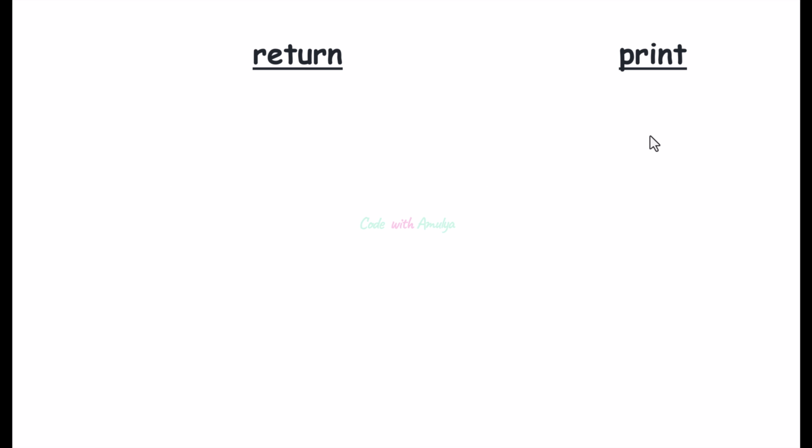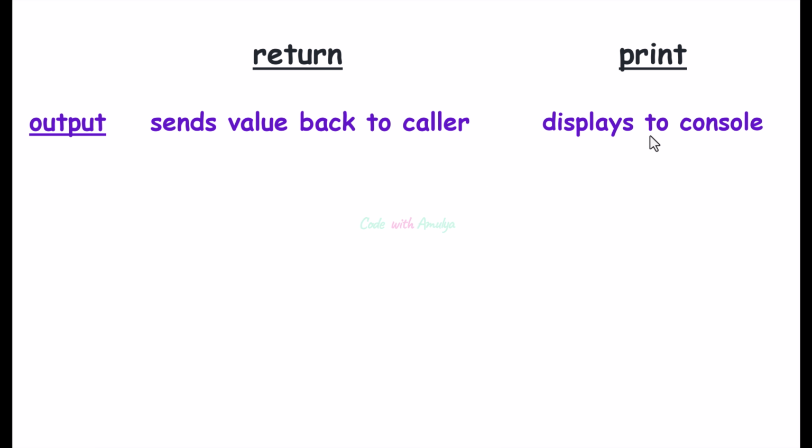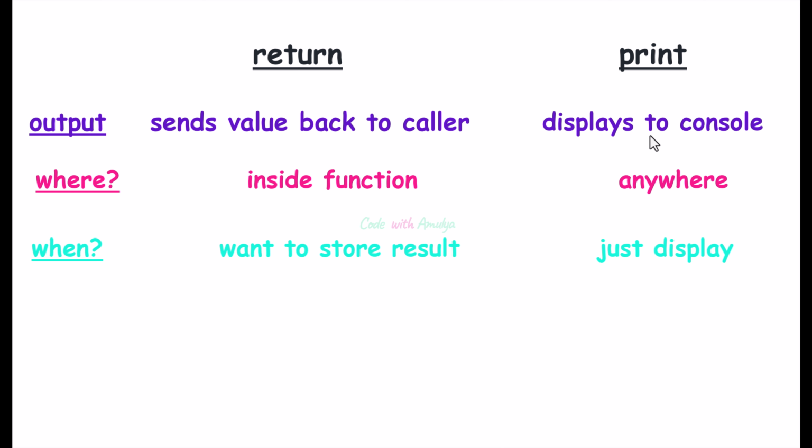Okay, next let's list down the differences. Return sends value back to the caller. Print will display the output. And you must use return inside a function and you can use print anywhere in the program. When you want to store the result for future use, you can use return. When you just want to display the output, you can use print.